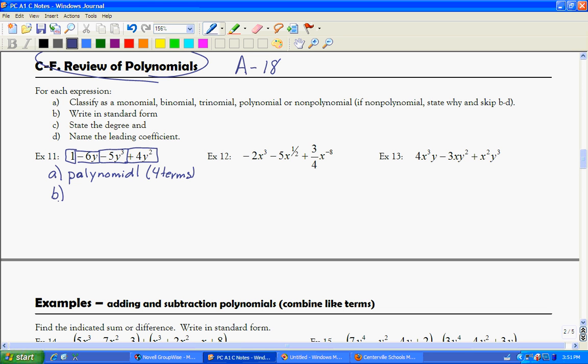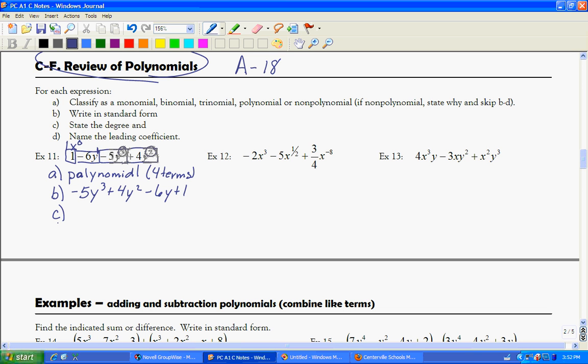Okay, since it is a polynomial, we're going to put it in standard form. So we need to look at the exponents. Well, the exponent on 1, this is actually 1x to the 0 power. 0 is a whole number, so that qualifies. We have negative 6y, that's to the first power, so that's a whole number. Then we have 3 as an exponent and 2 as an exponent. So we're going to start with the highest one first. That gives us negative 5y cubed plus 4y squared minus 6y plus 1.